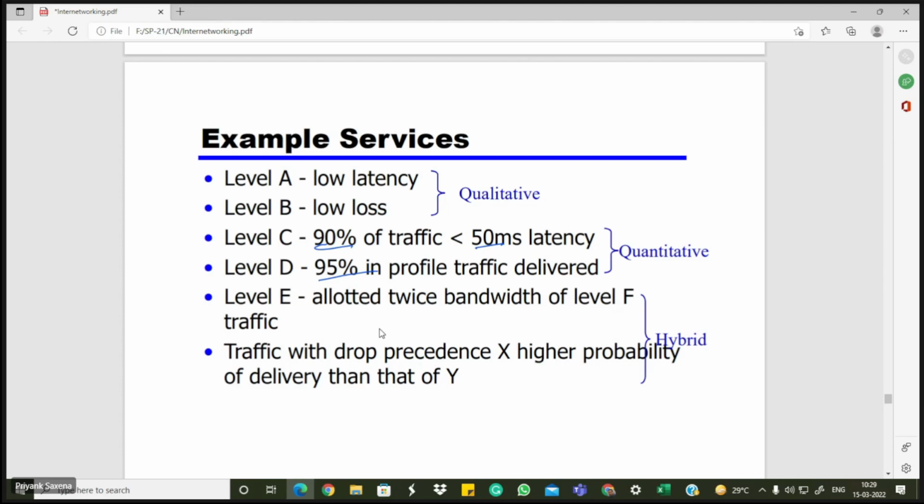And this is a kind where qualitative and quantitative are mixed: bandwidth offered at service label E should be twice the bandwidth offered at service label F. Traffic with drop precedence X will have a higher probability of delivery than that of Y. So these are a mix of qualitative and quantitative. Now what is a DS code point?